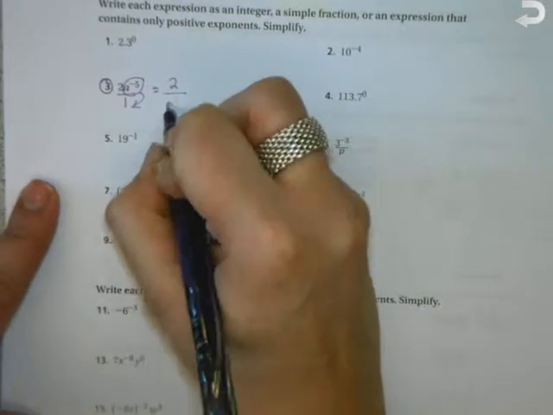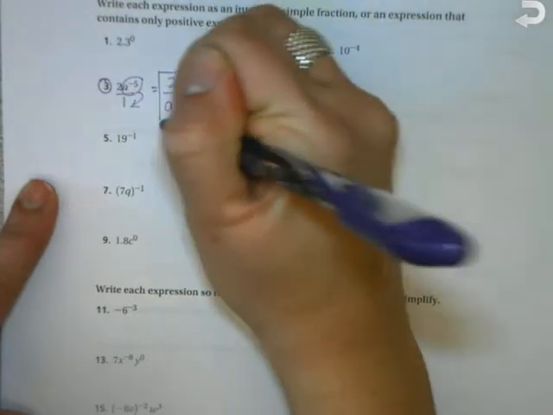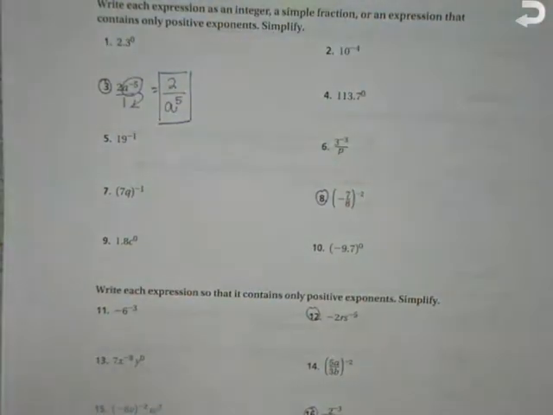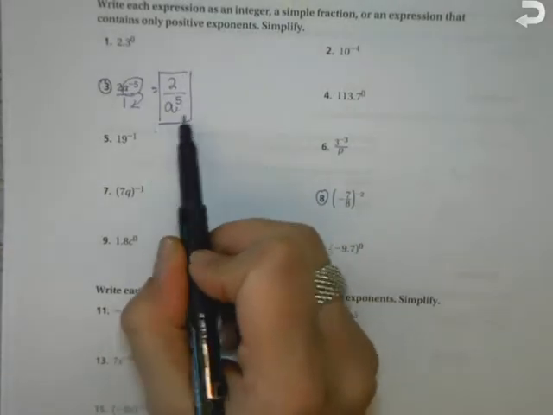So since I moved it down to where it belongs, that exponent now becomes positive. If there was a number here and you actually could do it, like 2 to the 5th, do it. Okay, don't leave it as 2 to the 5th. Write it all out, okay?